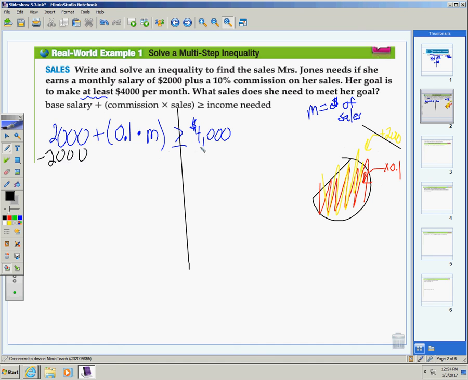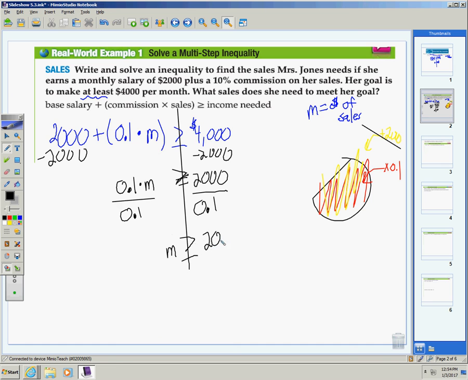I get 0.1 times M is greater than or equal to 2,000. Sorry, it's not equals. Then I just divide each side by 0.1. M, it was a positive number, so my sign doesn't change, has to be greater than or equal to $20,000. What does that mean? She needs to sell at least $20,000 worth of whatever she's selling in order to meet her goal.